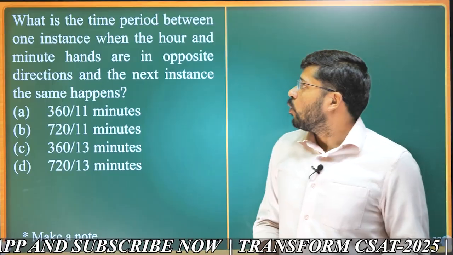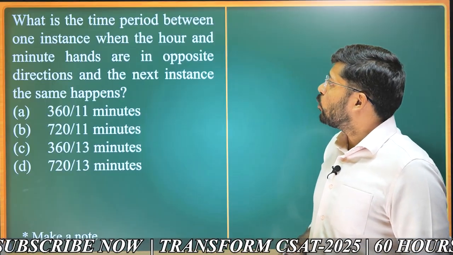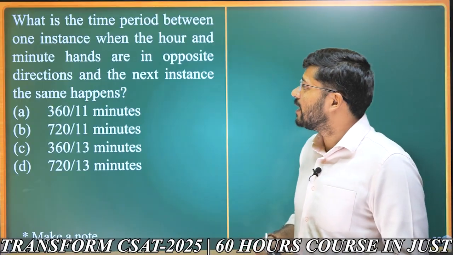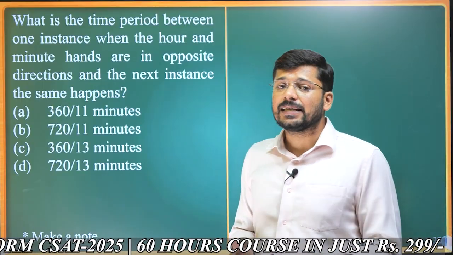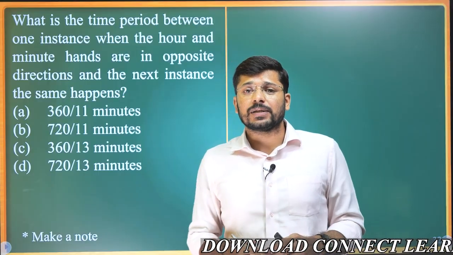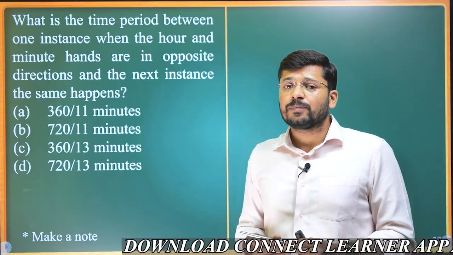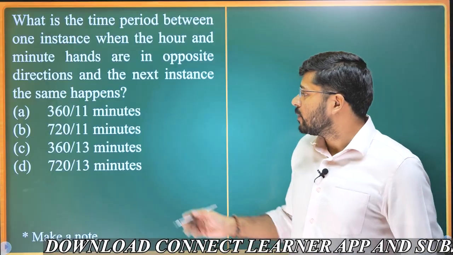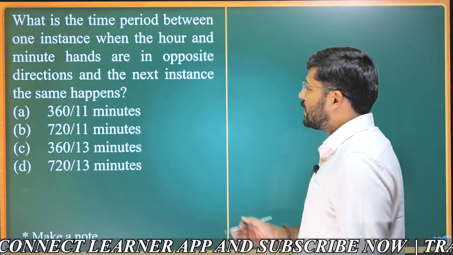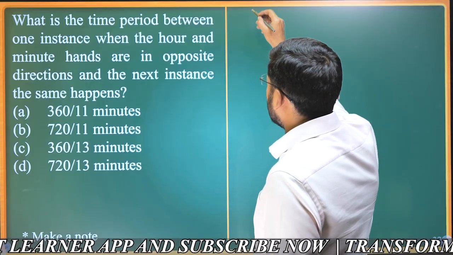Okay. What is the time period between one instance when the hour hand and the minute hand are in opposite directions and the next instance the same happens? Now what they are asking us is, what is the time interval between 2 instances when they will be at opposite directions? We know that the answer is 65 5 by 11, but here we will see how to derive it. You need not memorize it, you can derive it actually. I will tell you how.